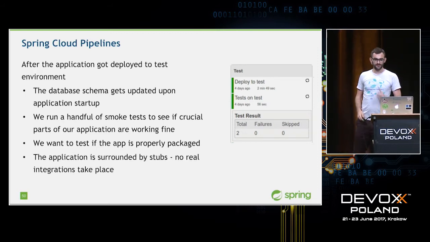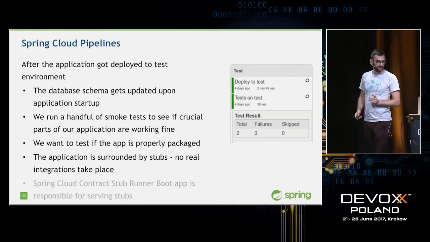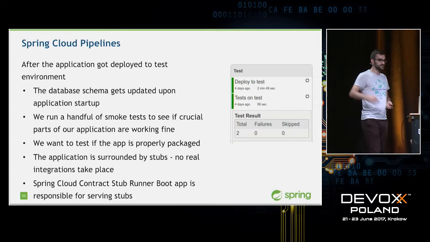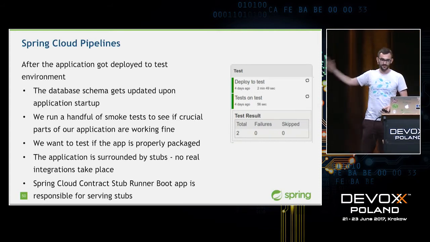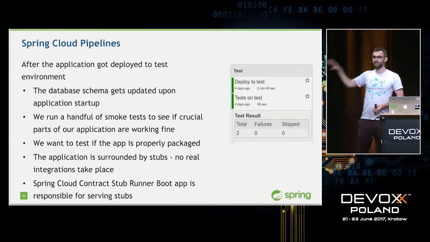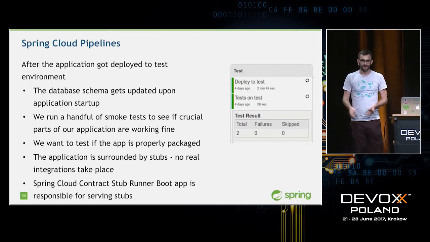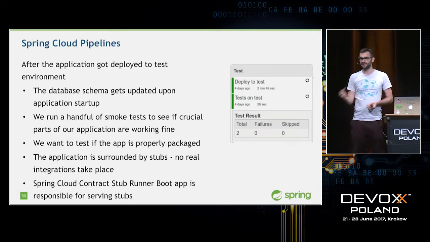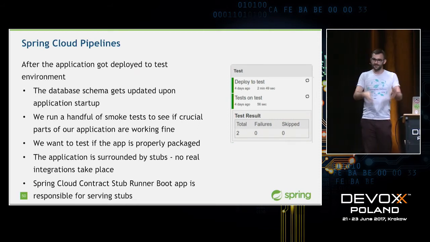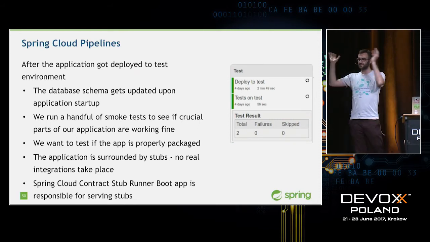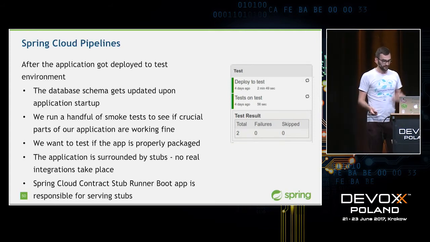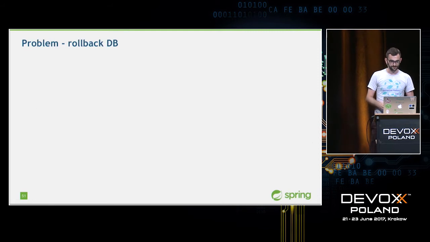And here we surround the app by stubs, no real integrations take place. If you've seen my Spring Cloud Contract talk, you're already familiar with StubRunner Boot. There's a StubRunner Boot app there as well. It's an app that serves stubs, right? So your application in the property says, I need those stubs. We take it out and pass it to StubRunner. The stubs get downloaded, and you don't even know that you're talking to stubs. Or you get messages from stubs.